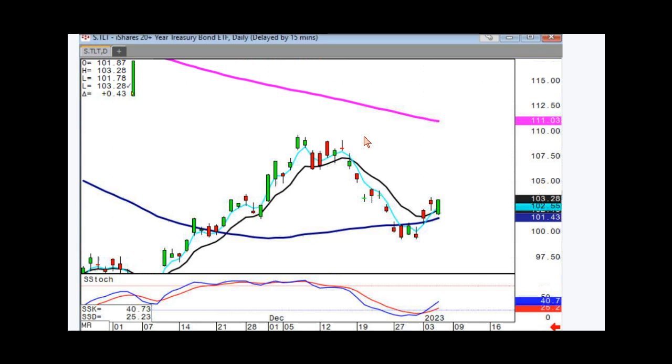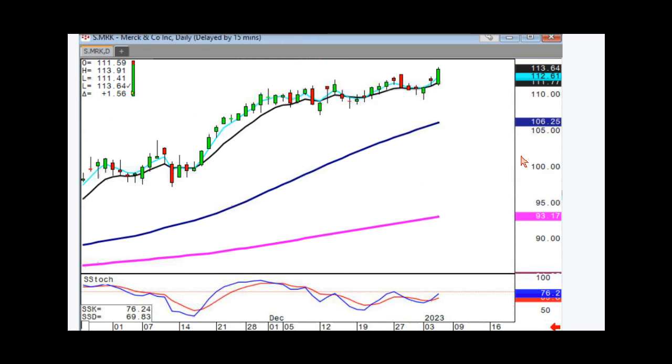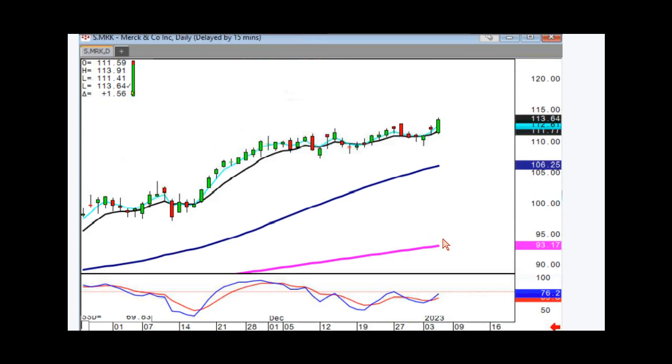Merck. Merck is not anything wild and exciting. It's a slow uptrend. If you're long, you just stay long with, again, your safety stop below the T-line.